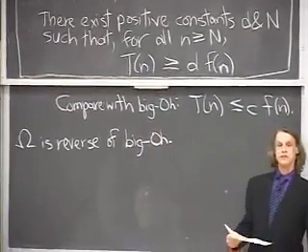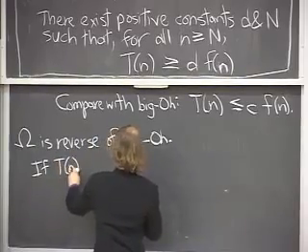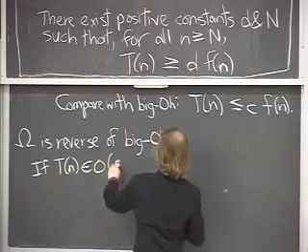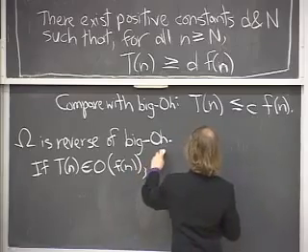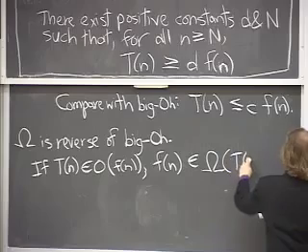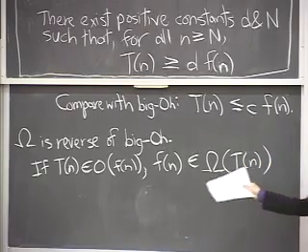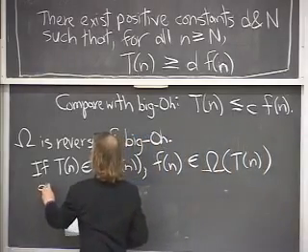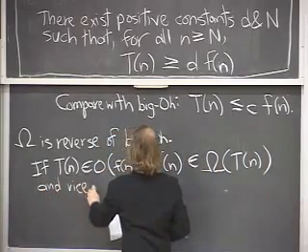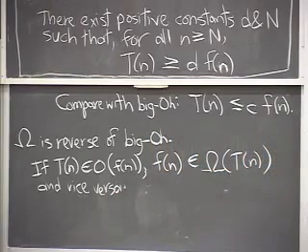What do I mean by reverse? Well, I mean that if your function, t of n, is in big O of some other function, f of n, then f of n is in big omega of t of n, and vice versa. If the latter is true, then the former is true as well. So if you have two functions in a big O expression, all you have to do is switch the functions around, change the big O to a big omega, and it's still correct.